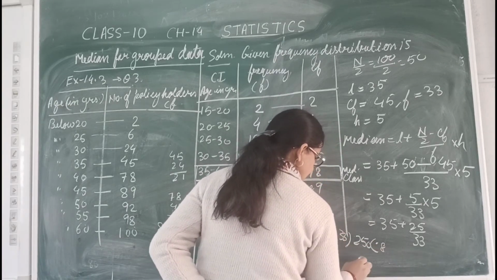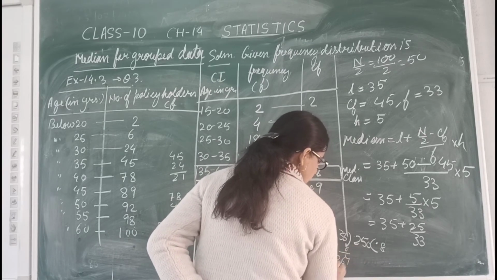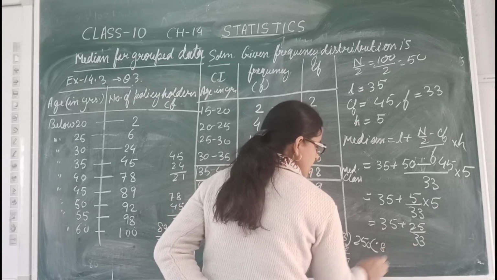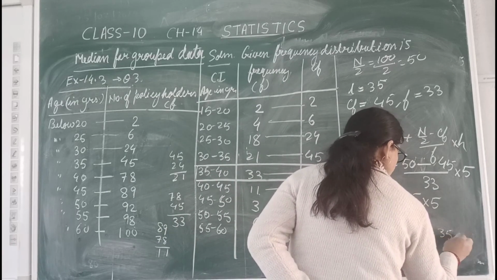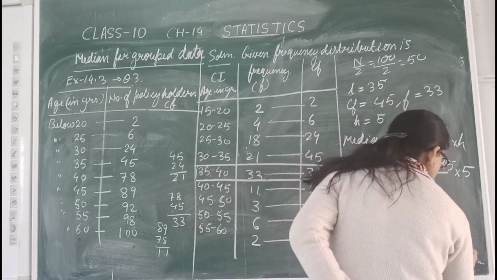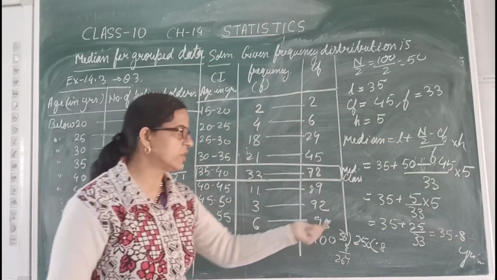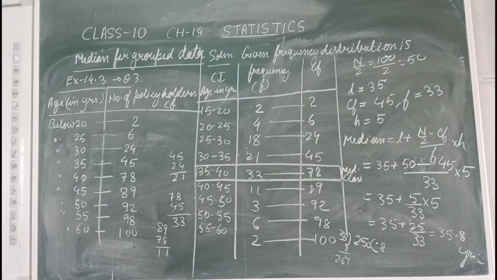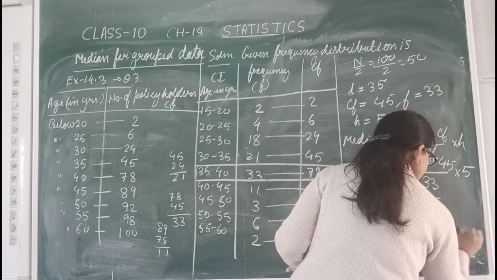To some extent 0.8 will come. Approximately 0.8 will come. So this will be equal to 35.8 and the unit is years. It may be 35.7 something. Let me see, 35.76. Yes. The answer is given as 35.76 years.